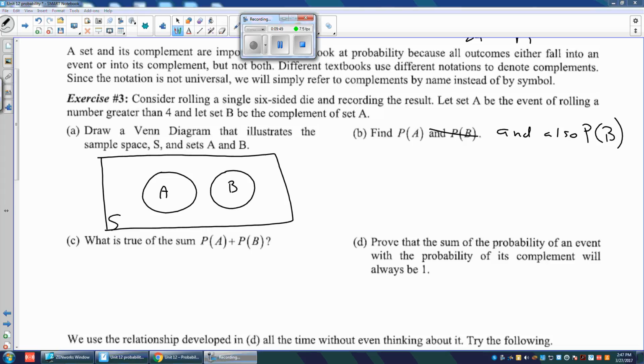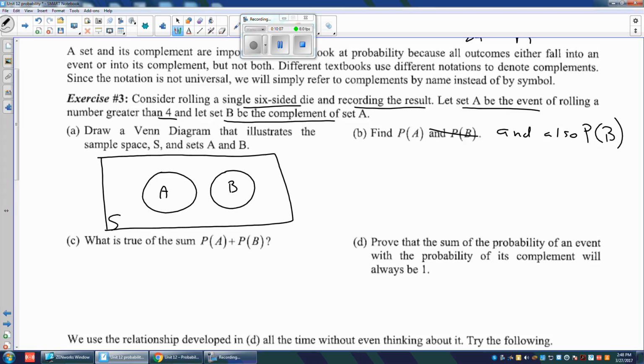Consider rolling a single 6-sided die and recording the results. Let A be the event of having a number greater than 4. Let B be the complement of the set. Draw a Venn diagram. Okay, we got it. Now, find the probability.